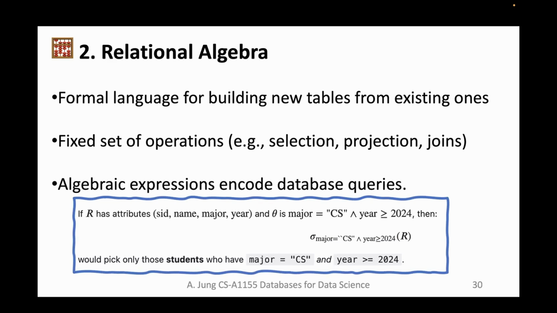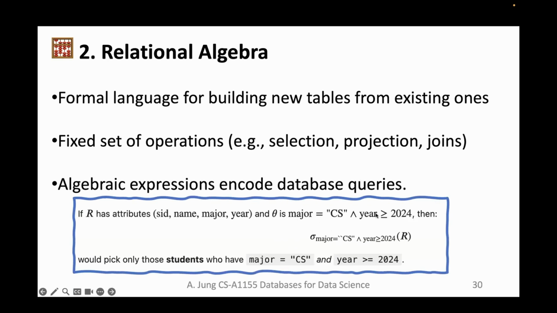You can think of these new tables that you build as being answers to questions or queries. For example, here I have shown an example where you query a table of students for all students whose major is CS, computer science, and the year of registration is not earlier than 2024. So this is one query. You want to know which of the students has major computer science and has registered not before 2024.